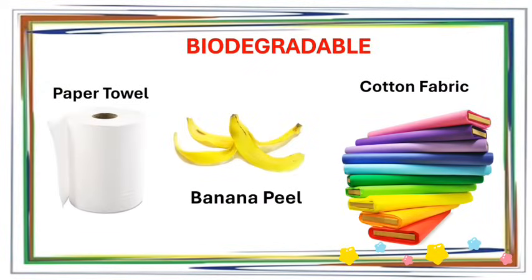Here are some biodegradable materials. First, paper towel. Second, banana peel. And third, cotton fabric.